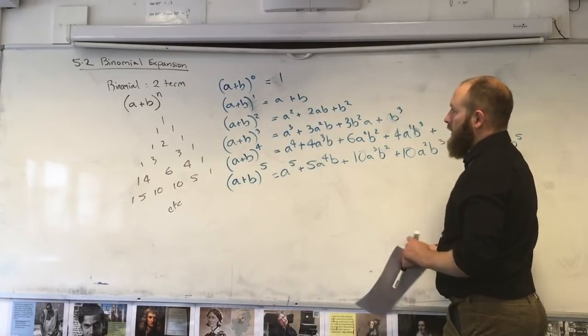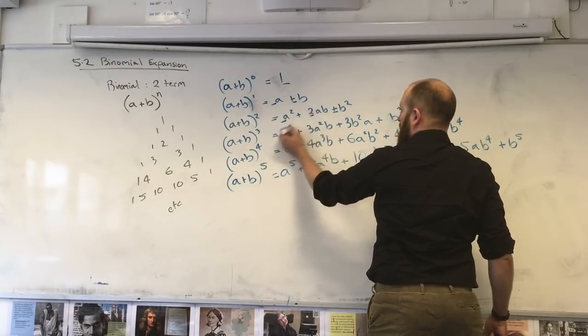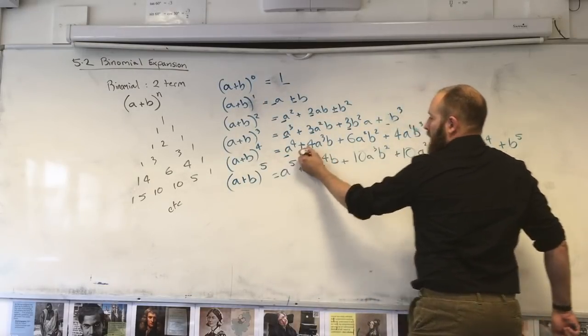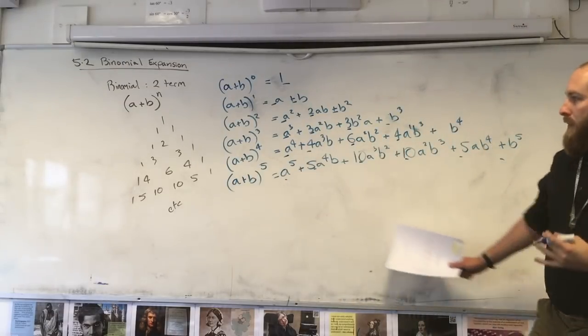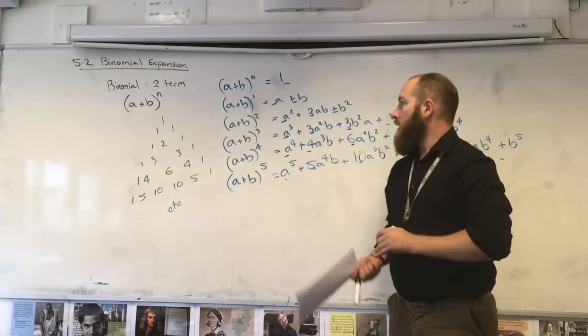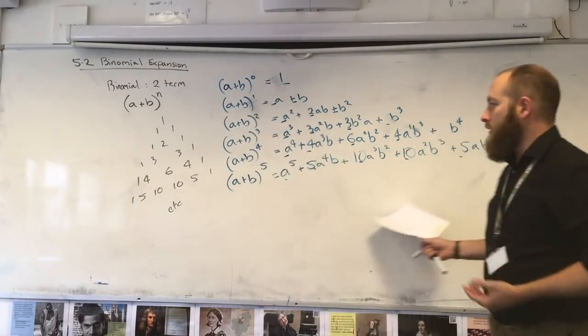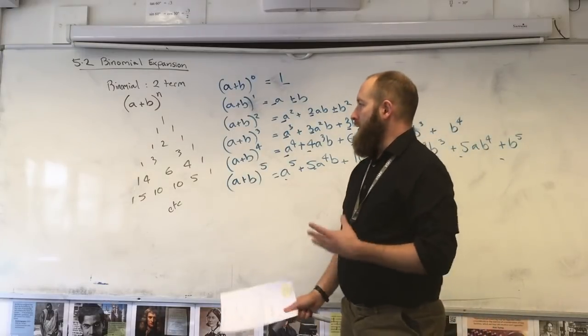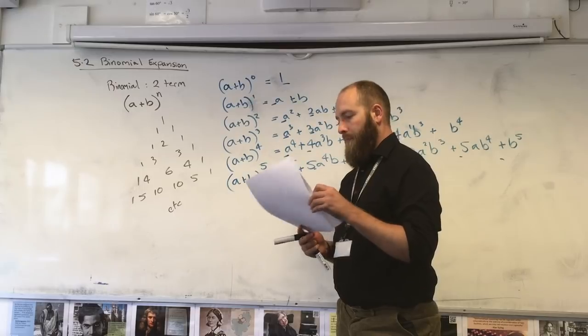Those numbers are actually the coefficients. 1, 1, 1, 1, 2, 1, 1, 3, 3, 1. 1, 4, 6, 4, 1, 1, 5, 10, 10, 5, 1. Same numbers as in Pascal's Triangle. So, with binomial expansion, I'm going to go into detail of how we actually do it, but that's just showing you the power of it. And we're going to have something along the way to do with Pascal's Triangle.